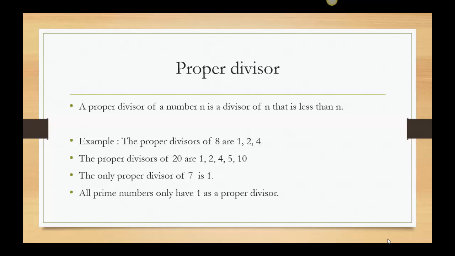If I go over to another number like 7, the only proper divisor I have is 1. So every number has a divisor. Every number has 1. If it doesn't have more than that, that's okay, because we don't include the number itself, but we can guarantee that everything is going to be divisible by 1. We also want to note that all prime numbers only have 1 as a proper divisor.